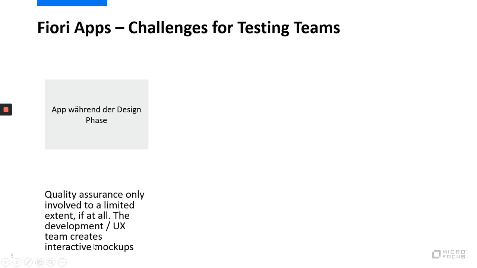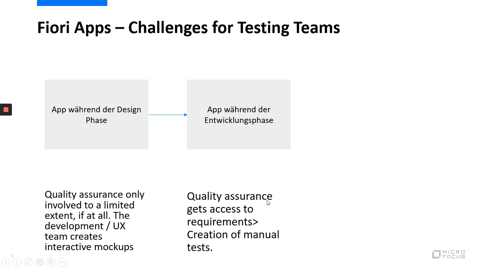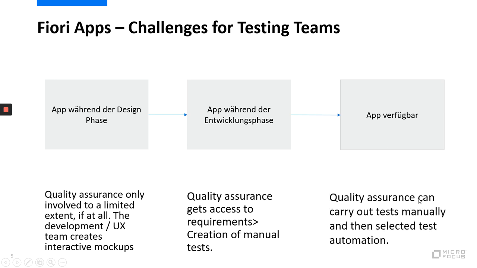Mainly the development and UX teams create the interactive mockups. So once the application is here, Entwicklungsphase, meaning in the development phase, then maybe quality assurance gets the requirement and can create manual test cases. And once the app is delivered and available on the first testing instance, then application or quality assurance teams can carry out manual tests and execute them, and then also automate selected test cases, but not only for one platform, they have to do it for multiple platforms.